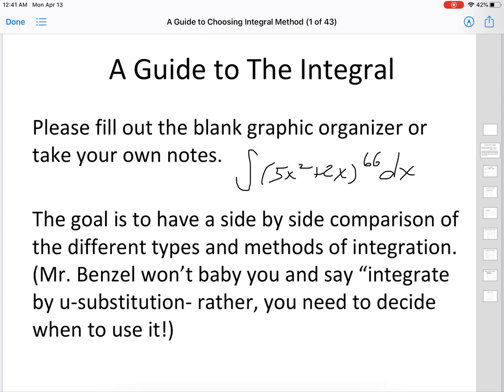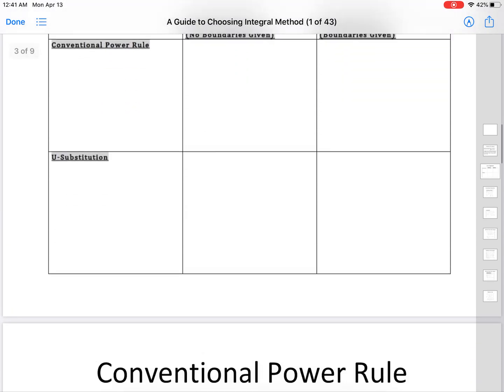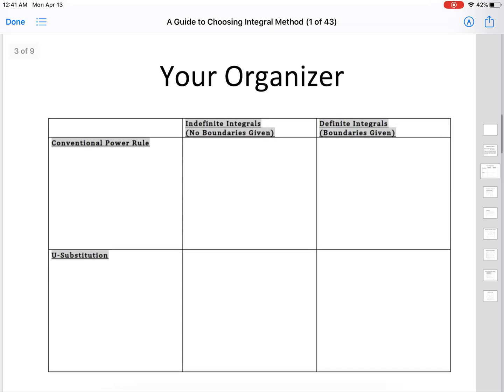So we're going to be talking about when do we use the four methods and how do we use those four methods. And at the end of the day today, you're going to have a really nice graphic organizer that's going to help you with the general integrate blah blah blah type of questions. So I'm going to attach a blank copy of an organizer on the Haiku page that's going to look something like this. And in this presentation, we're just going to go one at a time.